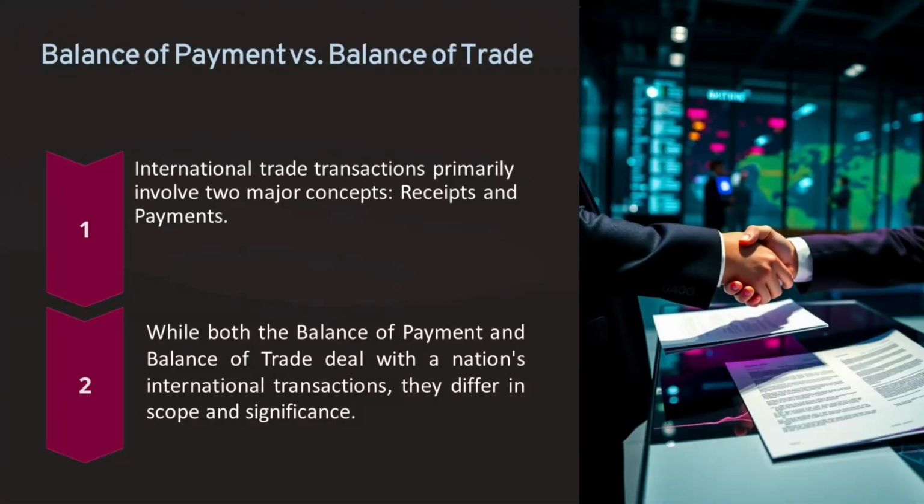Now, after explaining why balance of payment is always in balance, we will try to explain the two related concepts in international trade, that is balance of payment and balance of trade. International trade transactions primarily involve two major concepts: one is receipt, and the second one is payment.